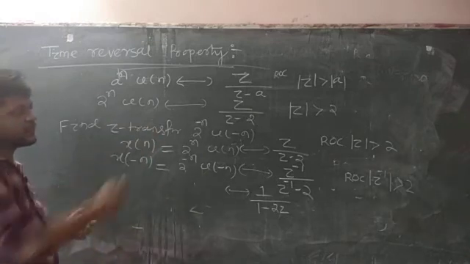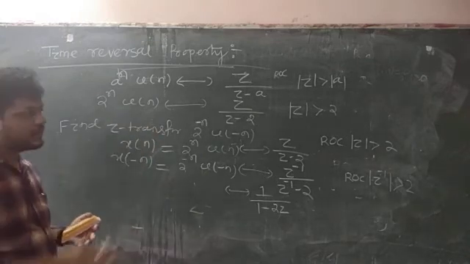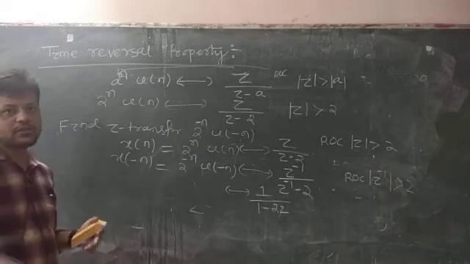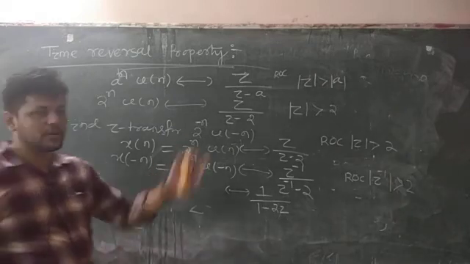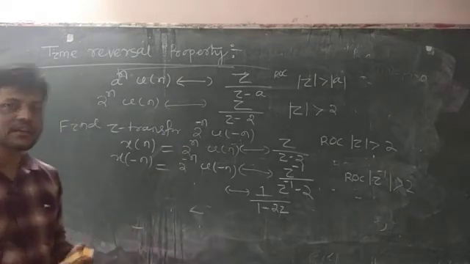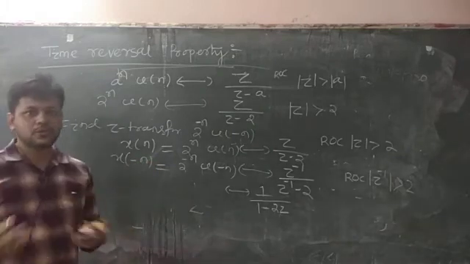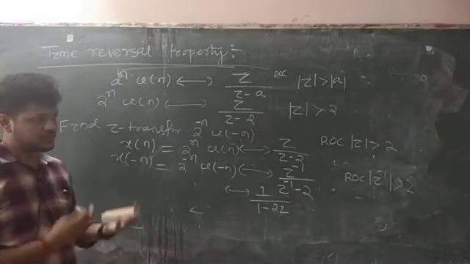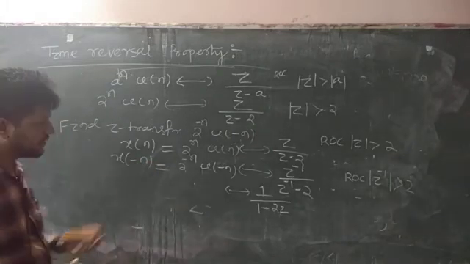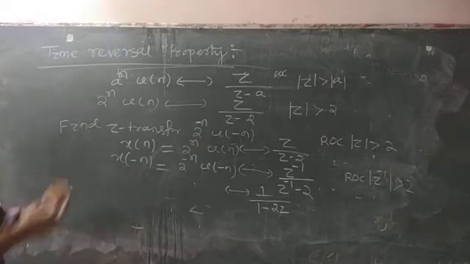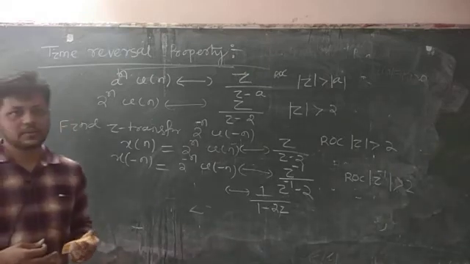So obviously in the Z domain, how does it change? Wherever Z is written, just replace it with Z inverse, including your region of convergence. There also you have to write Z inverse, and then you have to take the LCM and simplify, and we will get the answer. So this is how we apply the time reversal property.